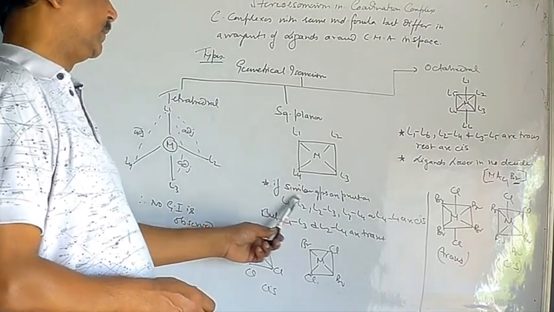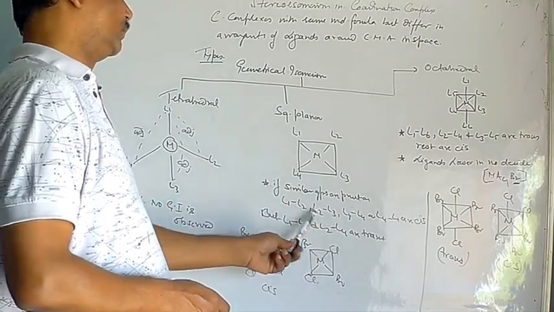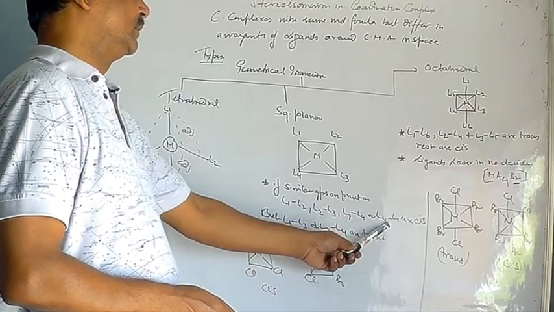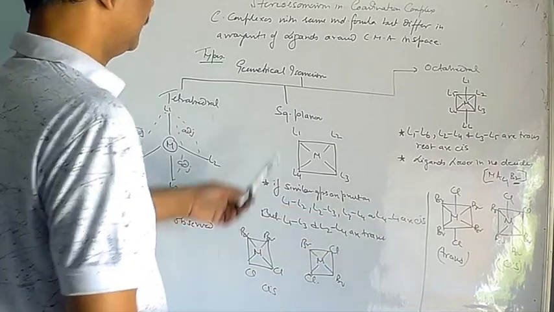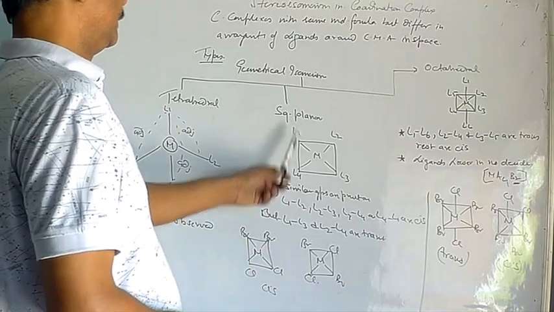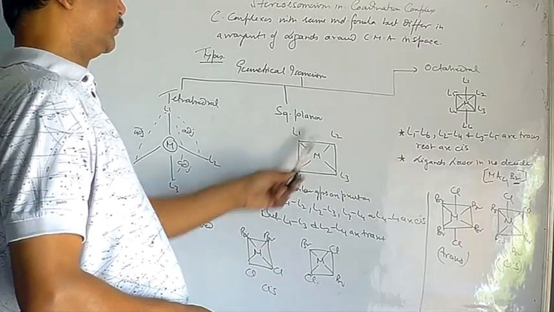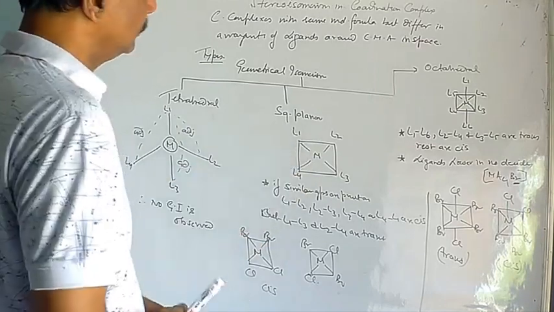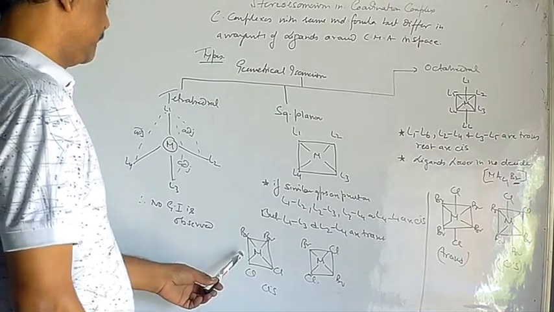See, if similar groups are present on L1, L2, L2, L3, L3, L4, L4, L1, they are called cis. And if they are present at L1, L3 opposite, L2, L4 opposite, then they are called trans. Let us see an example here.